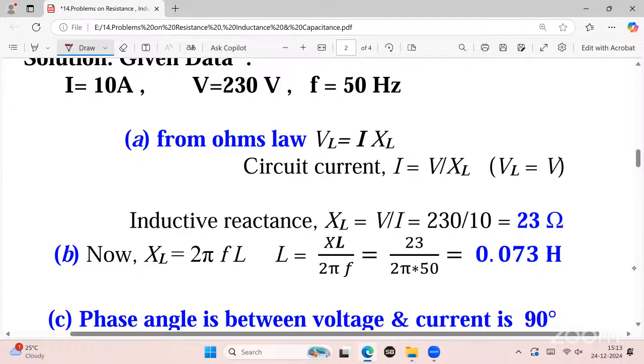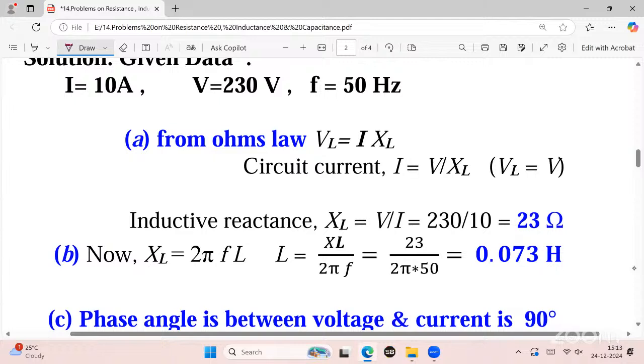Problem. What is the answer? 23 ohms. XL is measured in ohms. XC is measured in ohms. R is measured in ohms. Z is measured in ohms. Right. Next, B bit.